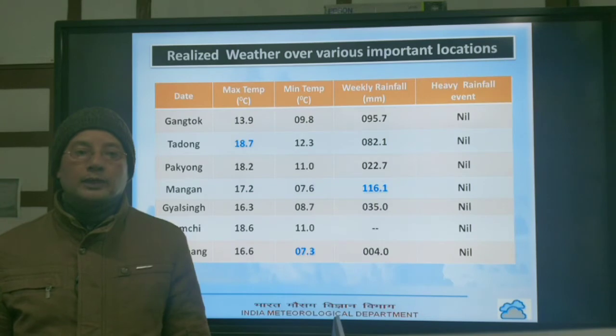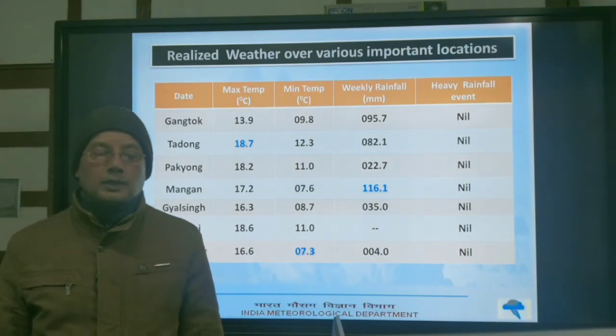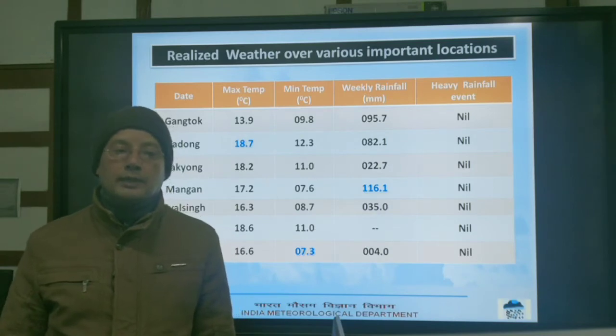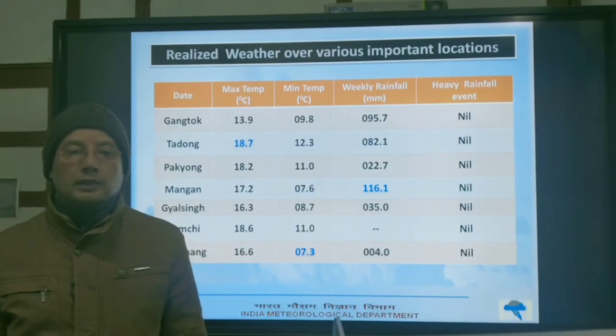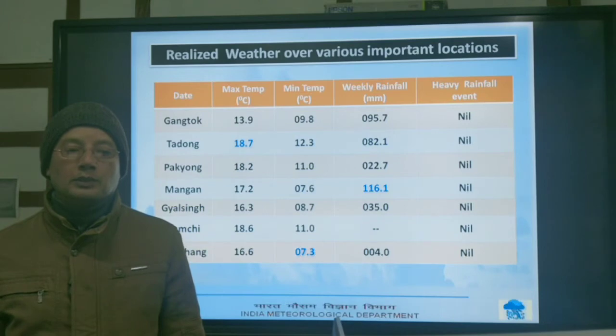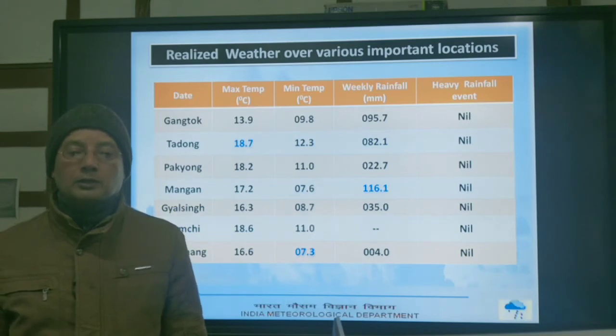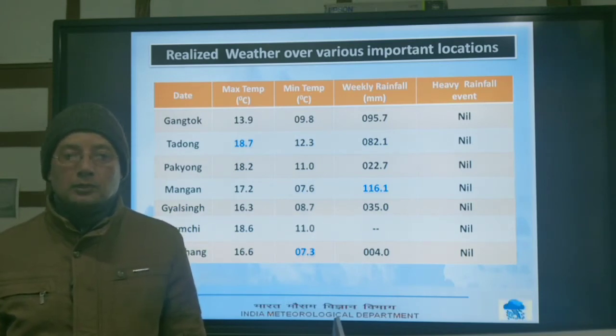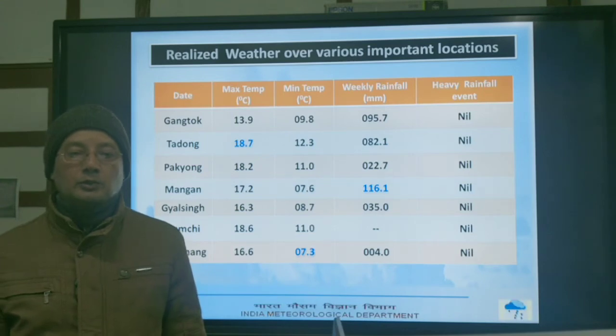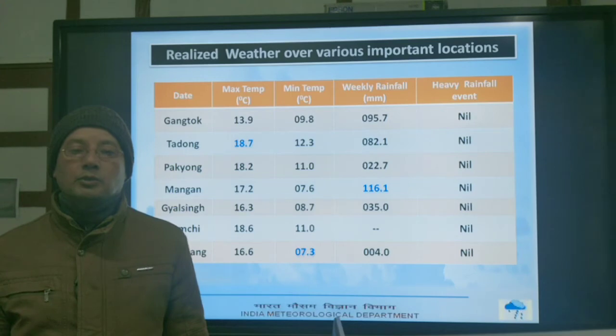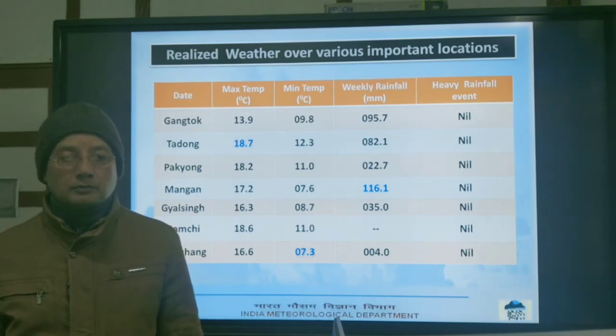Next slide is of realized weather over various important locations. We can see Tadong recorded 18.7 highest maximum temperature, that is average temperature during last week, and Namtham recorded 7.3 degrees Celsius minimum temperature, which was lowest, and Mangan recorded 116.1 millimeter of weekly rainfall.